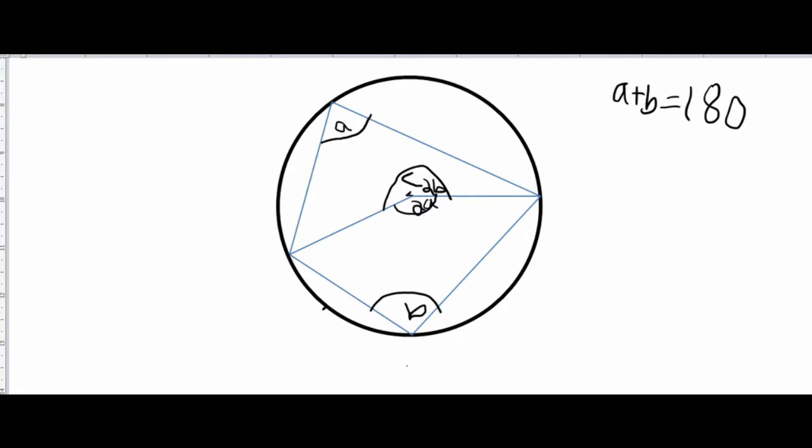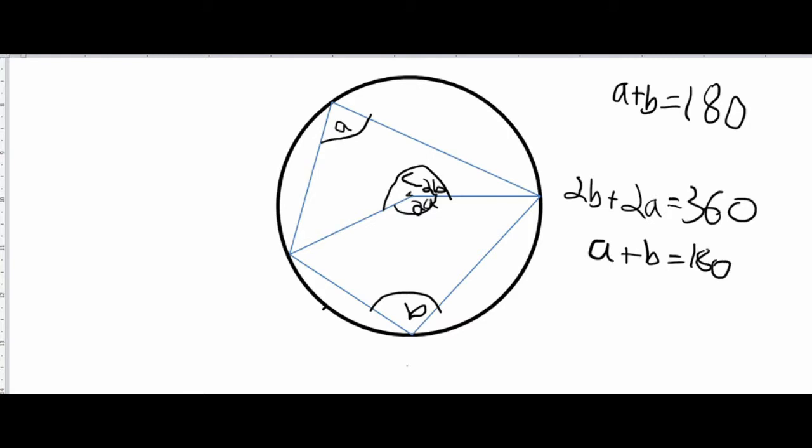Then because angles around a point add up to 360 degrees, we can say that 2B plus 2A is equal to 360 degrees. And so dividing both sides by 2 gives A plus B equals 180 degrees, as required.